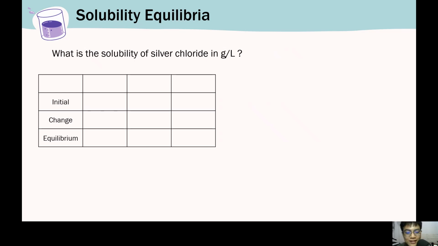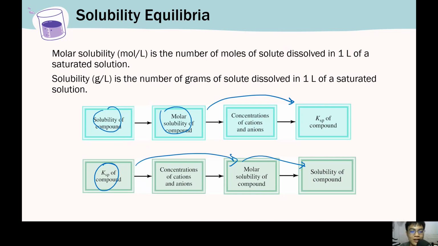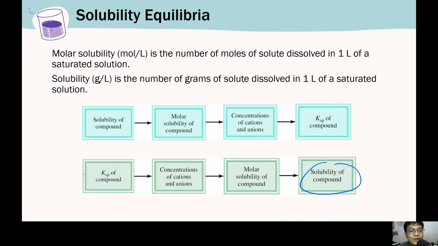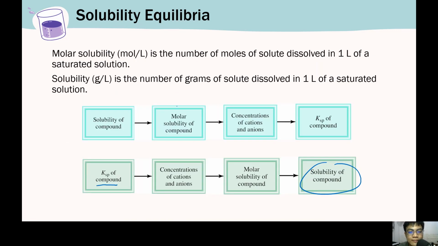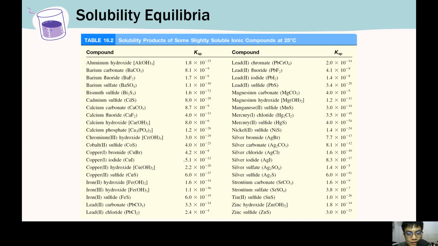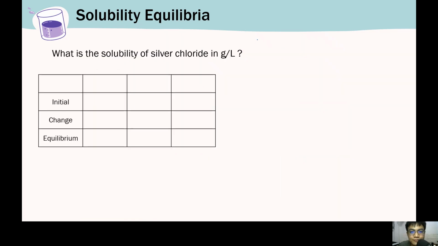So, in order for you to answer this, we will just refer to this illustration here. If hinahanap ang solubility of a compound, what do you need? You have to look for its KSP. Okay? So, the KSP is shown here, yung kaninang pinakita ko. So, we can just look at the KSP of our silver chloride. So, nasa silver chloride. Ayan. So, this one is silver chloride and its KSP is 1.6 times 10 raised to negative 10.